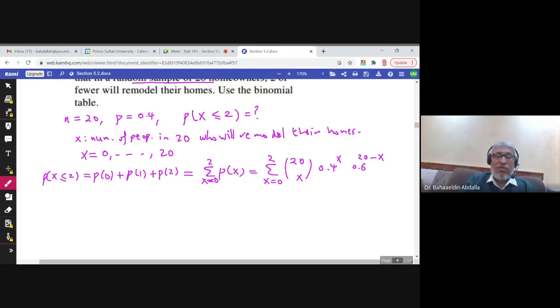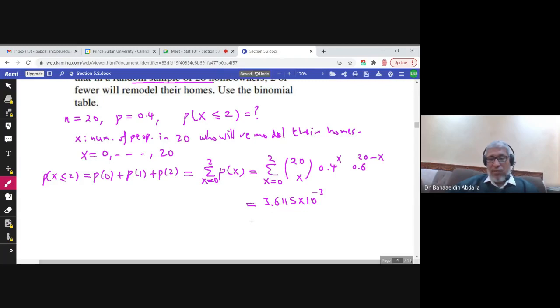Yes, and then you have to mention x runs from where to where. So from 0 to 2. Okay, and the answer would be 3.6115 times 10 to the power negative 3.